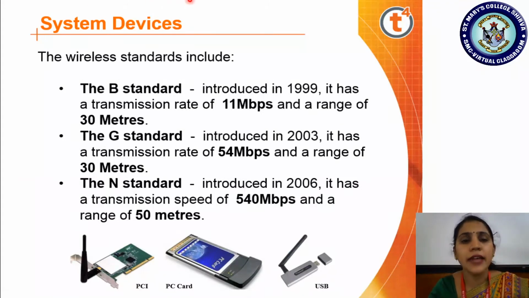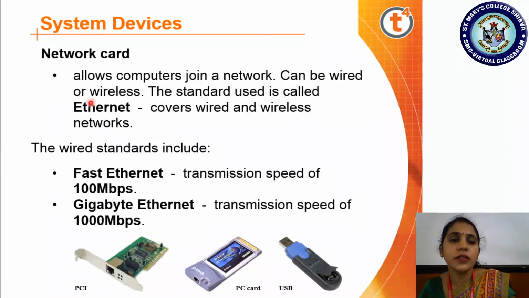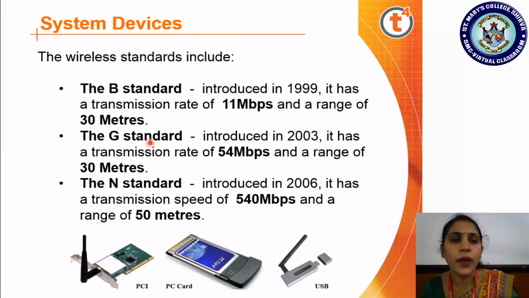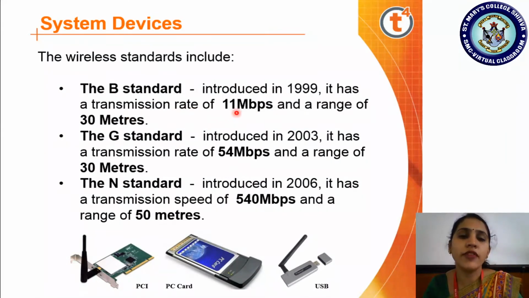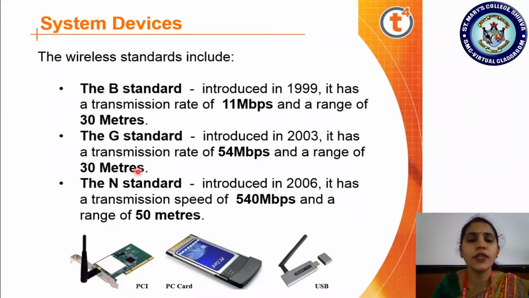Then the wireless standards. We should also know whether computers support wired as well as wireless, right? To get connected wirelessly, which are the different standards? These are the three categories, the technical terms being B standard, G standard, and N standard. The transmission rate of the B standard is almost 11 Mbps, and the distance it could cover to communicate is up to 30 meters. And the G standard has a transmission rate of 54 Mbps, and the range supported is also 30 meters.